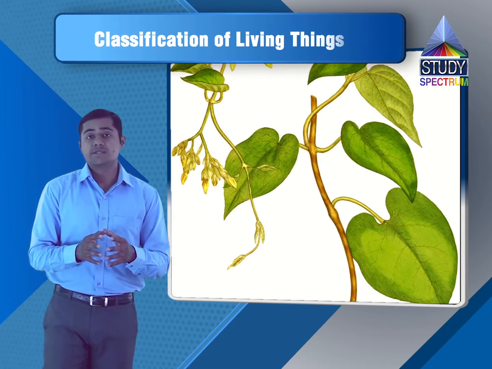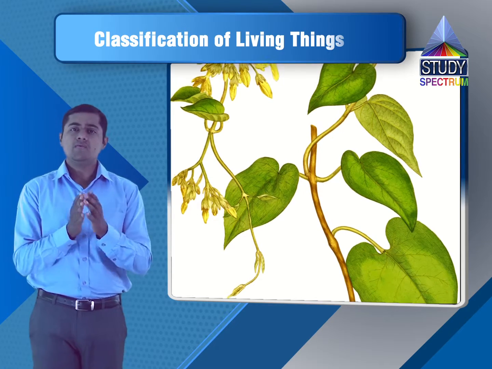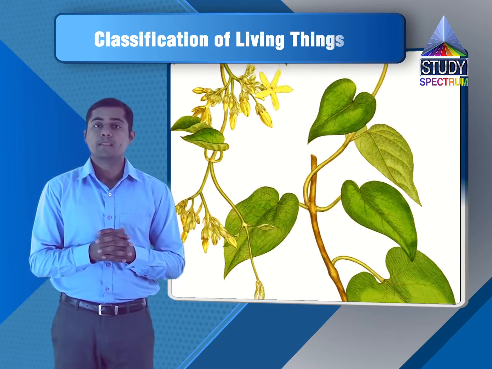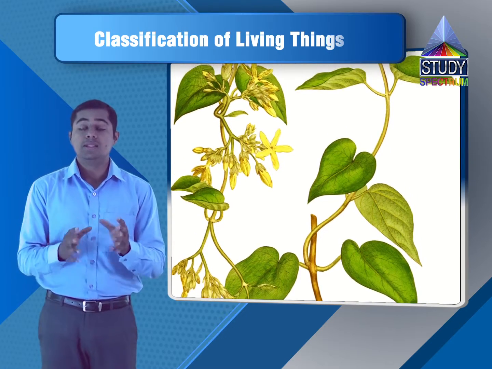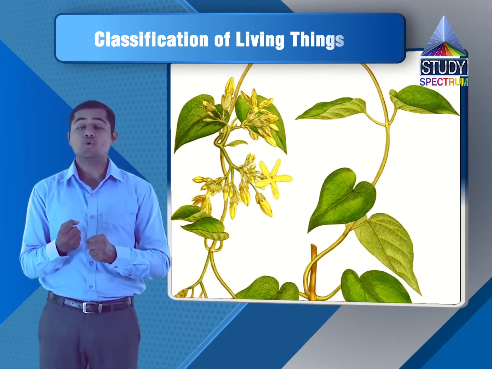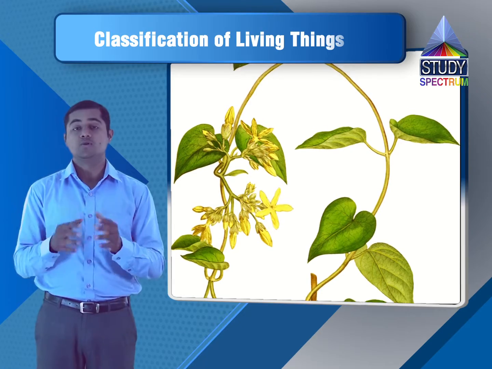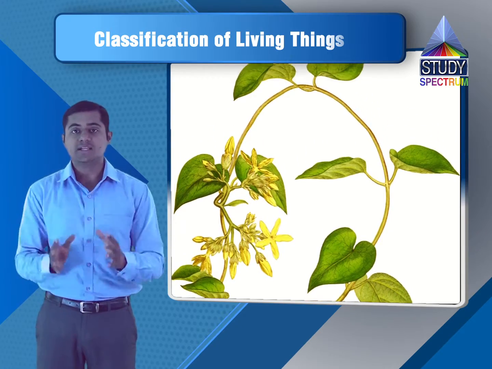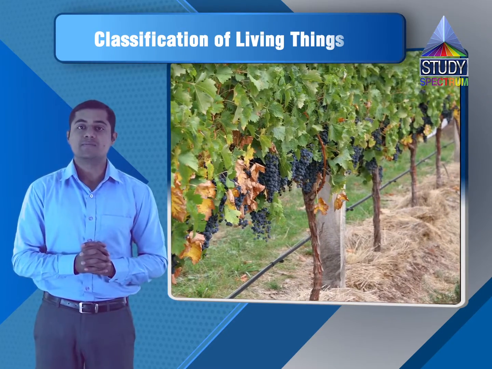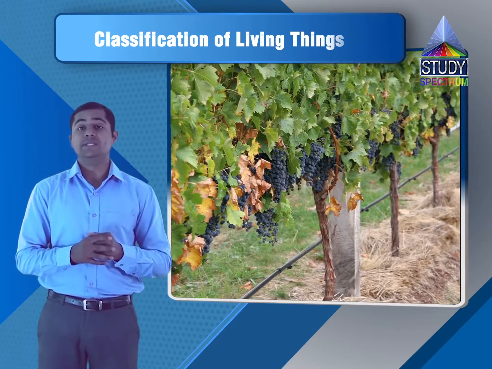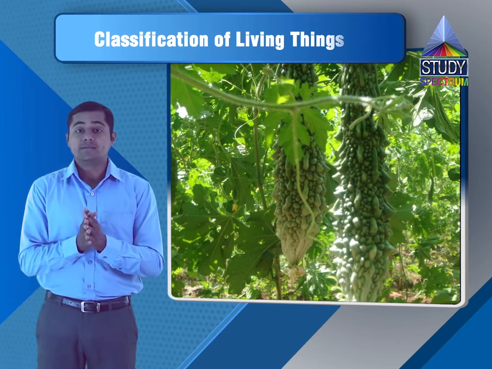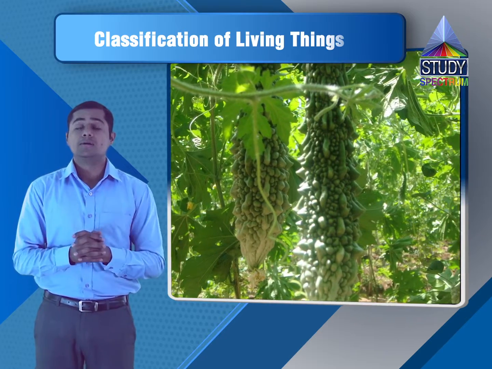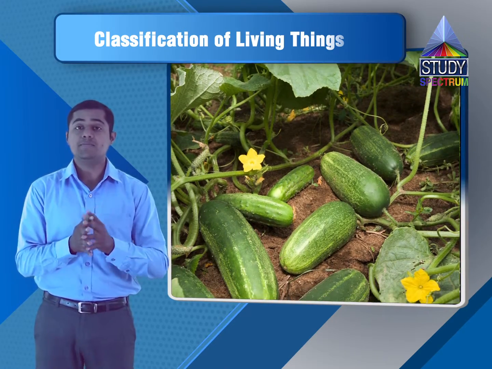The plants which have very weak stem, they cannot stand on its own accord. They need a support to grow on. Those are classified in this group, the climbers. Grape tree, then bittergourd tree and cucumber. All these are actually climbers.